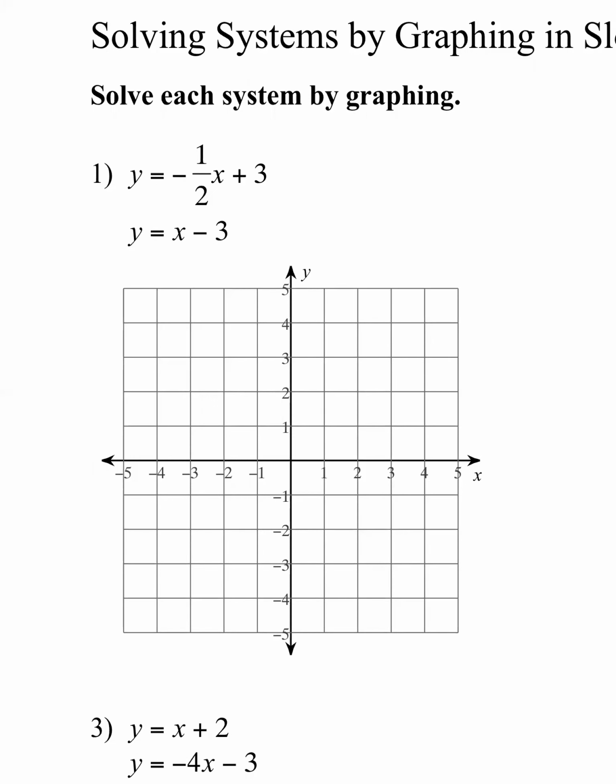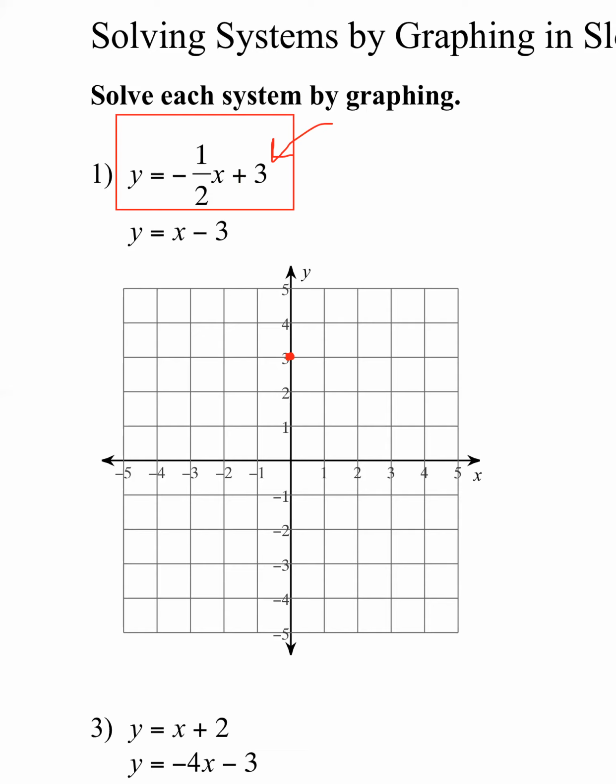So let's go ahead and do number one together. All I'm going to do is graph the first line. So I'm going to ignore the second line for a minute and just graph this one right here. I'm sure you guys remember how to do that. It's just y equals mx plus b. So I start at b, which is 3 in this case. I always start on the y-axis, and then I'm just going to follow that slope.